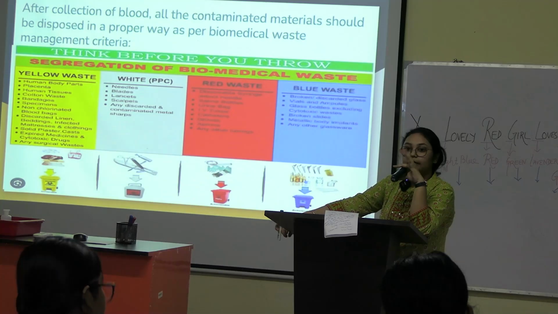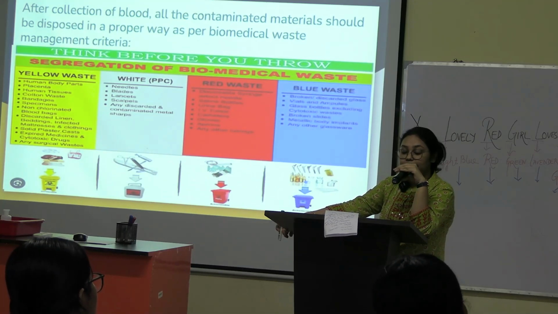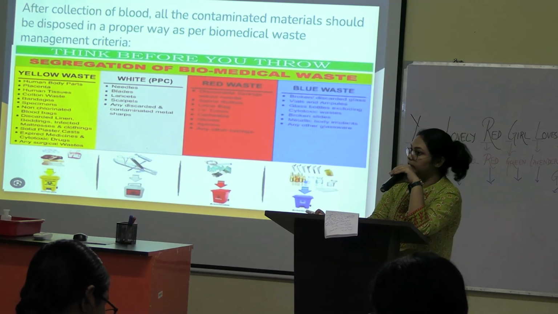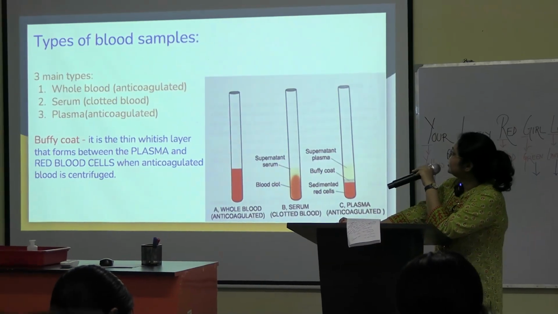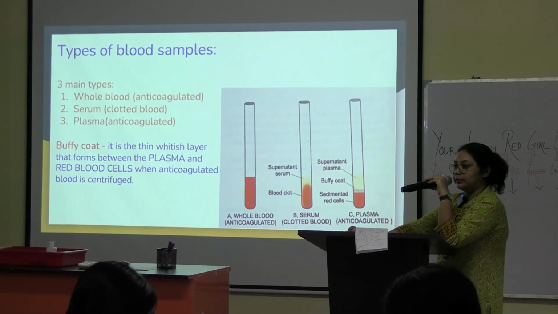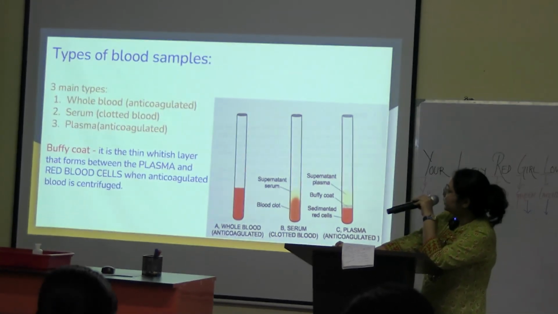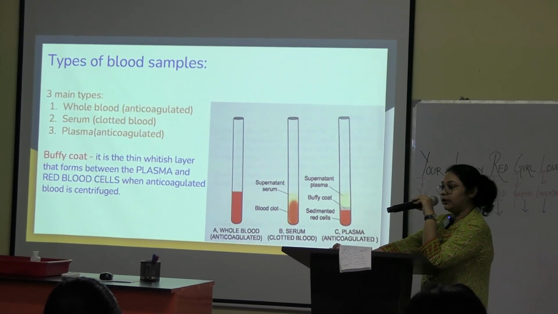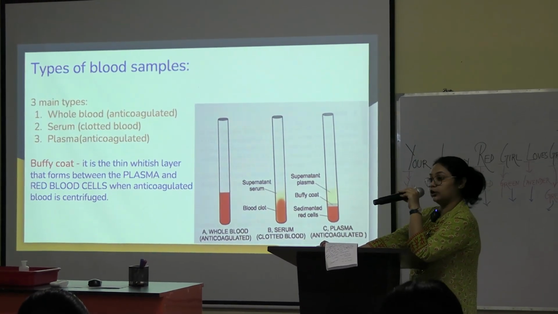Blue bin is for glass, broken glasses, laboratory slides, scissors, metallic body parts, etc. Discarded in the blue bin. Okay. These are the types of blood samples. Okay. Mainly three main types of blood samples are there. One is the whole blood, serum, and plasma. Whole blood and plasma are anticoagulated form and serum is the clotted blood.